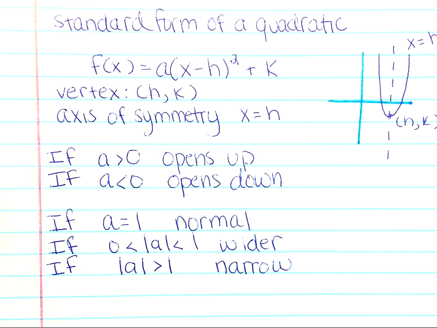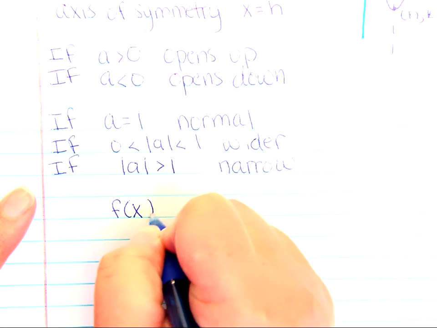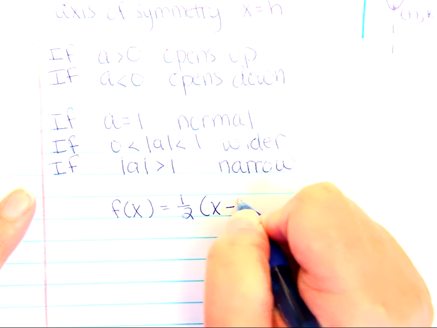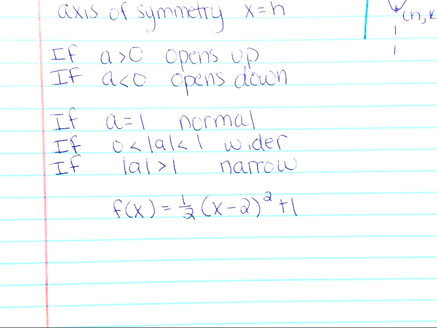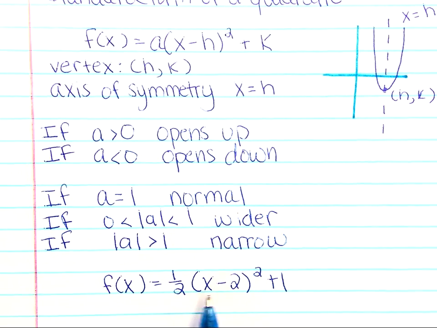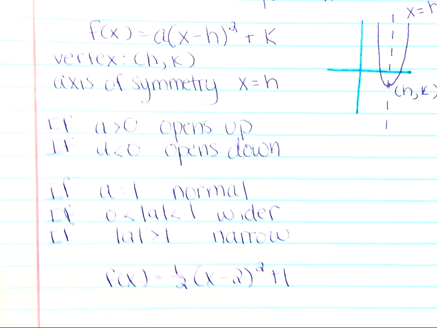Okay, so let's look at an example and see if you can identify these things. Let's say I give you f of x is equal to 1/2 times (x minus 2) squared plus 1. The first thing you should do when you're doing problems like this is ask, is that an equation that is already in standard form? Because in a second, we're going to do some that are not in standard form. If I go back up, we've got a, x minus h, plus k. So it is in standard form.